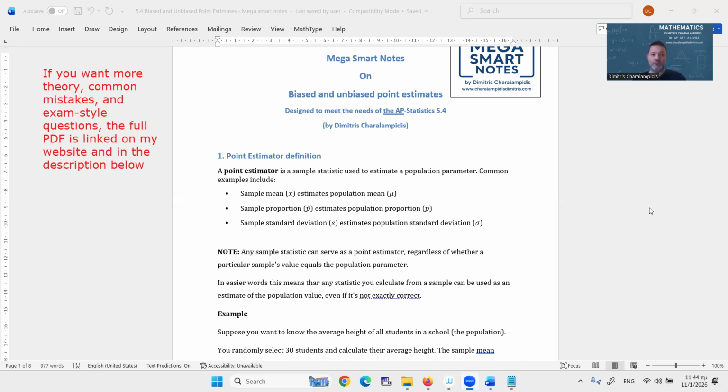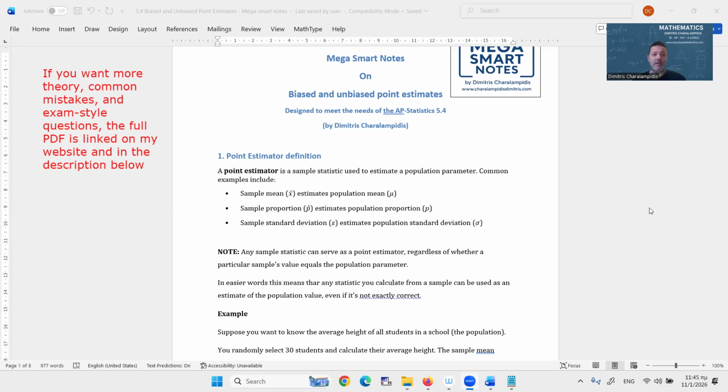Point estimator. A point estimator is a sample statistic used to estimate a population parameter. So it's something we get from the sample to estimate for the entire population. Common examples of point estimators include the sample mean, which estimates the population mean, or the sample proportion, which can be used to estimate the population proportion. The standard deviation of a sample could estimate the population standard deviation, and so on.